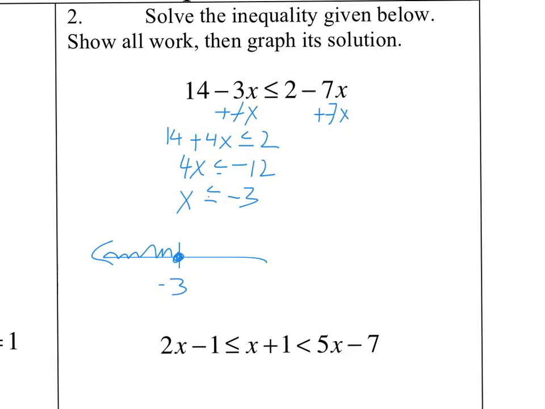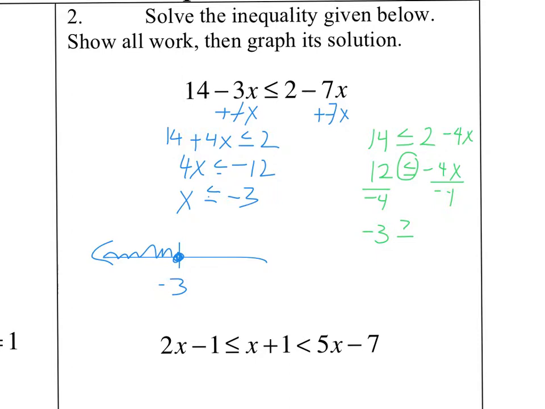If I had started this problem instead by adding 3 to both sides, I end up with 14 is less than or equal to 2 minus 4x. I might subtract 2 from both sides, and I get 12 is less than or equal to negative 4x. If I divide both sides by negative 4, I get negative 3. Because I divide by a negative, I've got to flip the sign around.